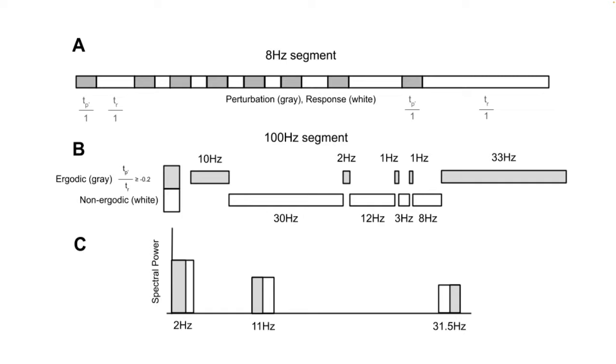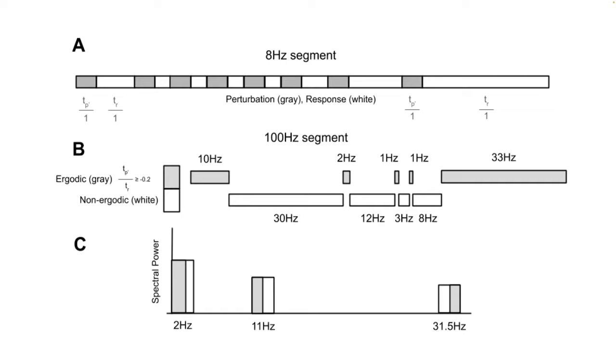So this is from one of the figures in the paper where we have an 8 hertz segment, and of course they're not of even length. We have 2 components per hertz. We have the perturbation and the recovery, and we have these distributed. The perturbation is in gray, the response is in white, and you see that they have different time lengths. And of course, then we have our ergodic and non-ergodic components, gray and white.